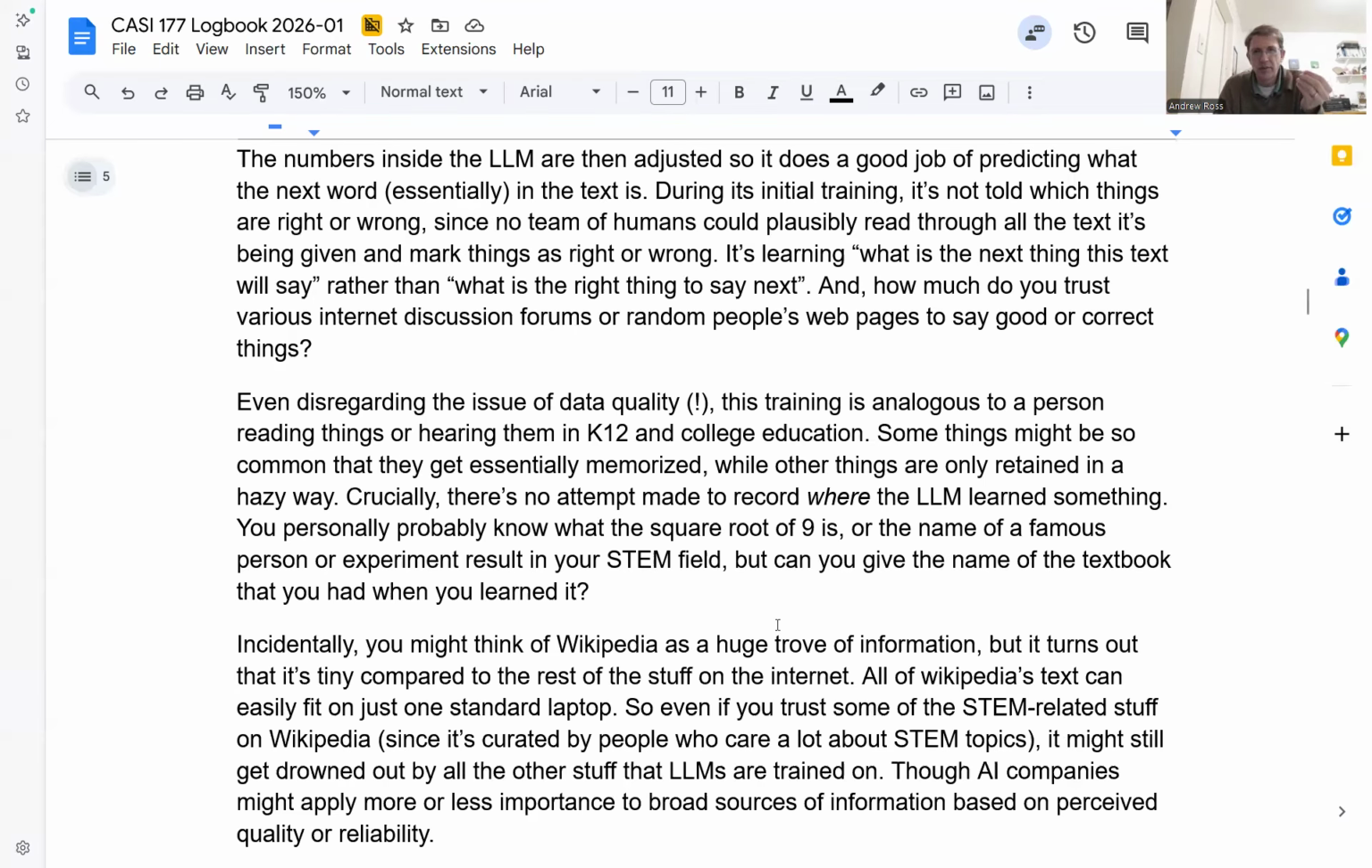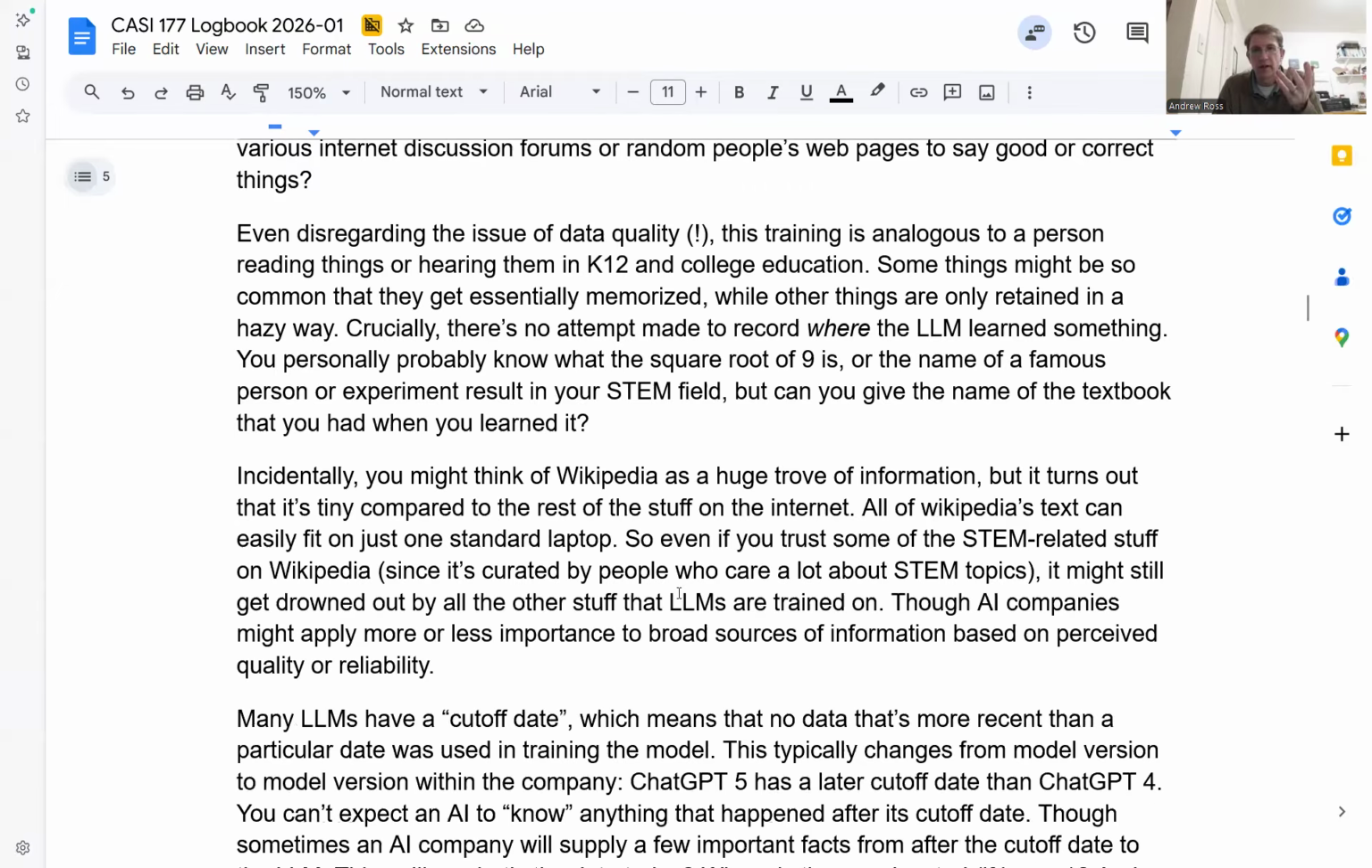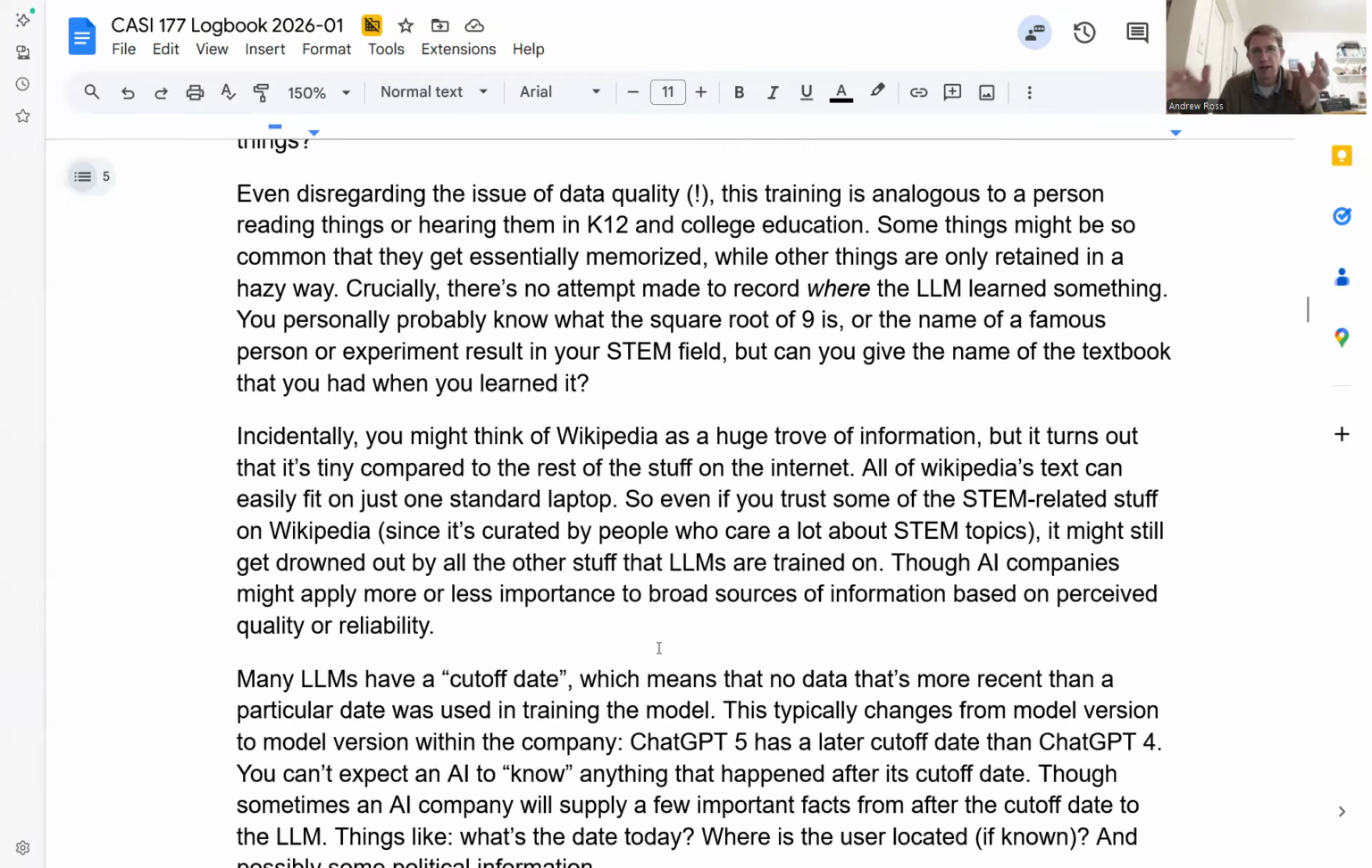Although some AI companies might say, okay, this text is more important because we know it comes from a more reliable source, if that's Wikipedia. I don't know the details of training, but just keep in mind even if there's some high quality stuff in there, it might get drowned out by the noise, basically.